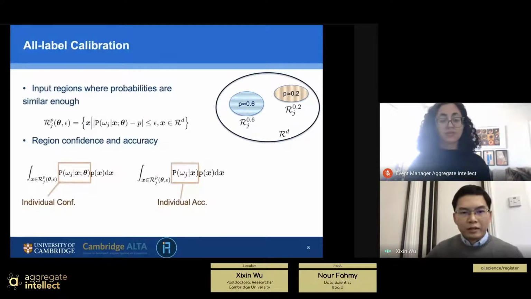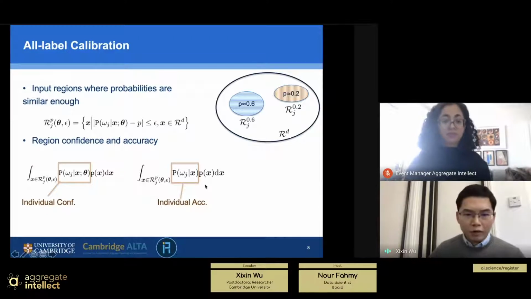So let's formally define it. Suppose we have the whole space as R^D, and for each region, let's denote it as R_{0.6} for the probability, and j for the j-th class. For a region, we hope that the predicted probability is close to a certain probability P with a tolerance of epsilon. So in this region, all of the predicted probabilities are close to P. For this region, each of the individual samples has a confidence, and for the region, we have an average confidence. Also, for each sample, we have an individual accuracy according to the true distribution, and you also have a region accuracy.